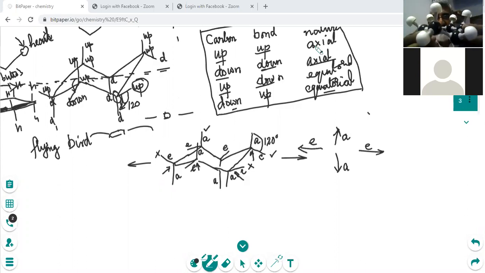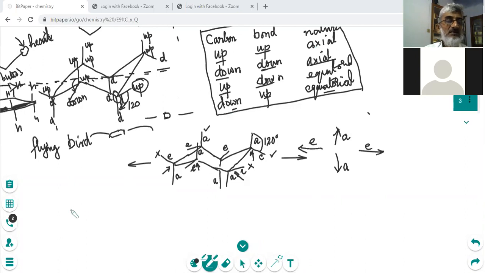So what has happened? The whole chair is flipped. See here. See, there's a continuous conversion of this to this, mutually between each other. And this process is known as chair flip. That is conversion of one chair form into the other. Now let me draw that.